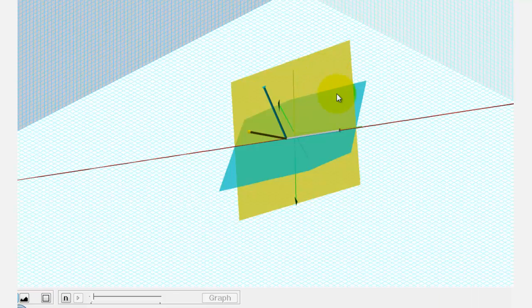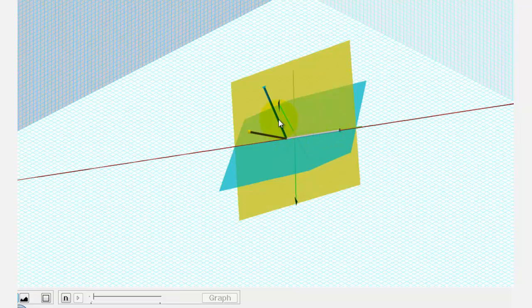Here we see the graph of the two planes, where this yellow vector is a normal vector to the yellow plane, and this blue vector is a normal vector to the blue plane. If we find the cross product of these two normal vectors, it'll give us this gray vector here, which is orthogonal to both normal vectors, but notice how it's also in the direction of the line of intersection.